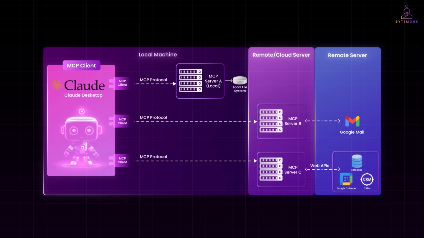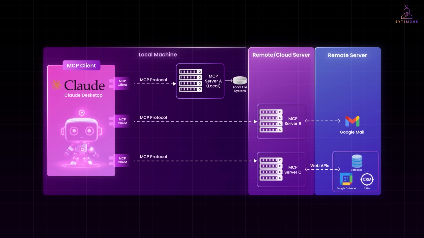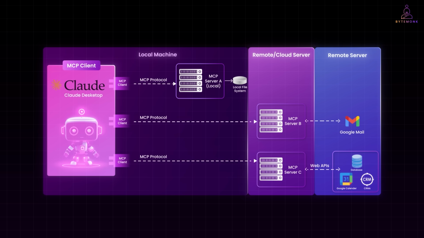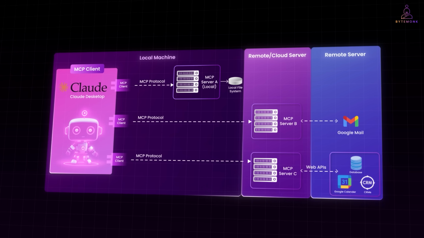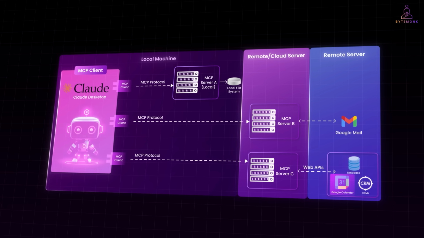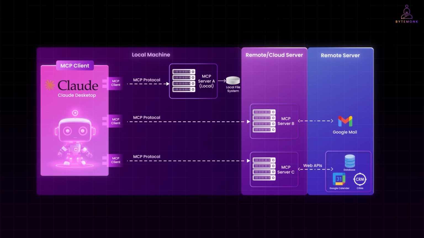Instead of custom connectors for every app, MCP provides a universal way for AI agents to discover and use tools or data sources. For example, with MCP, the same assistant that organizes your task could also pull in your calendar events, query a database, or update a document, all through a consistent interface.